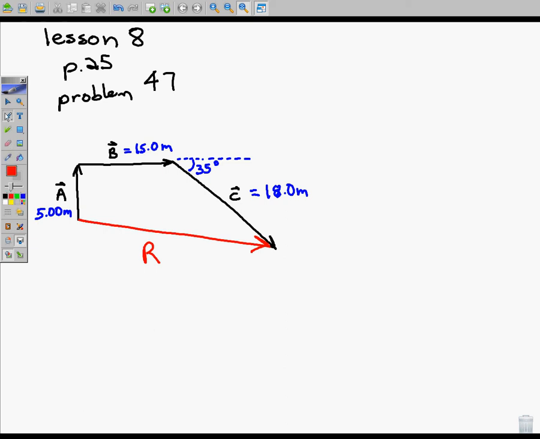Okay, lesson 8, page 25, problem number 47. You have three vectors, A, B, and C. You want to find their resultant using the component method. So what you have to do is break each one down into parts, yes?